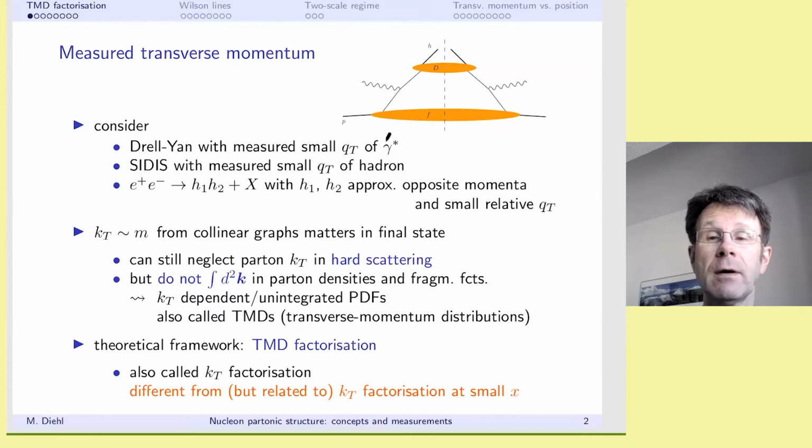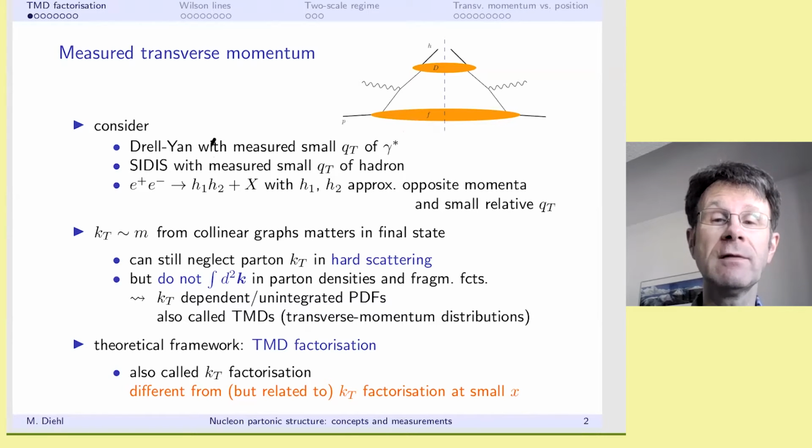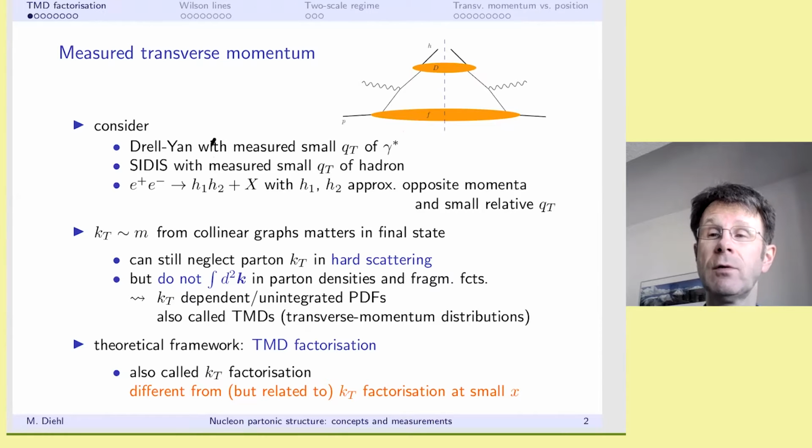Another process where the same concepts apply is semi-inclusive DIS, SIDIS. I haven't discussed that in the third lecture. That was something I had to skip because of time. So if you're interested, you can look up the slides there. So I will now just give a brief account of what semi-inclusive DIS is about.